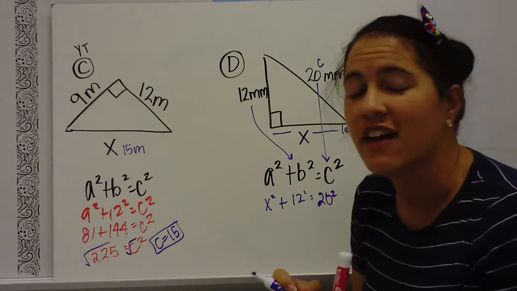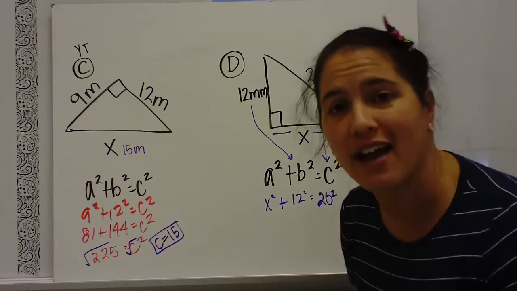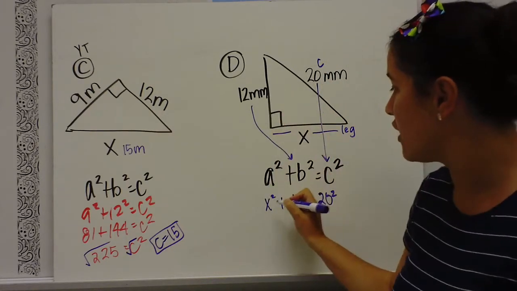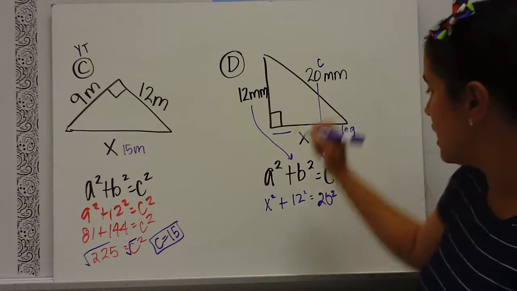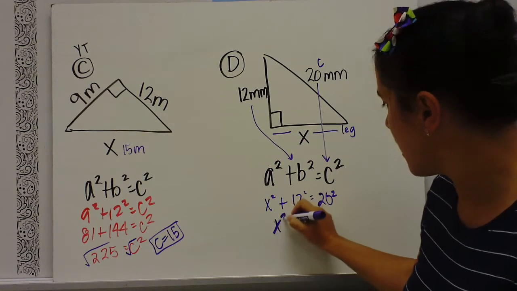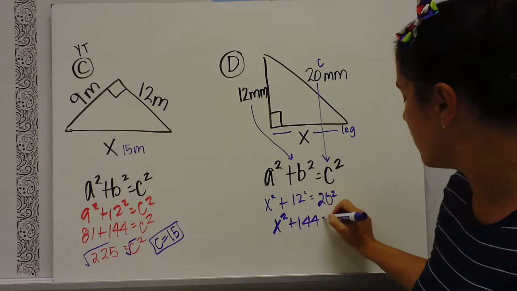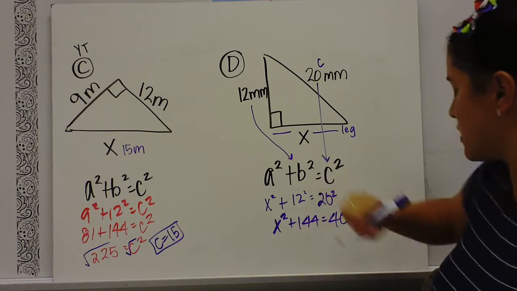All right, so it's easier for me to put it first. You don't have to do that. You could put 12 here and X here. 20 has to go here because 20 is your C. So then I have, X squared plus 144 equals 400 because 20 squared is 400.